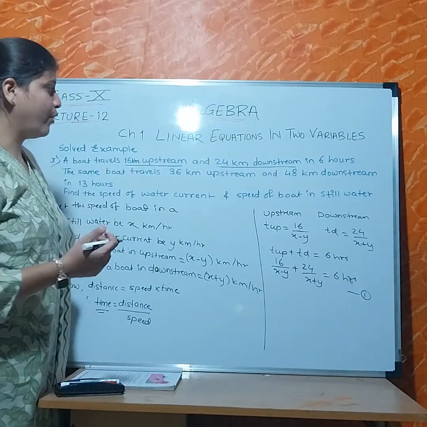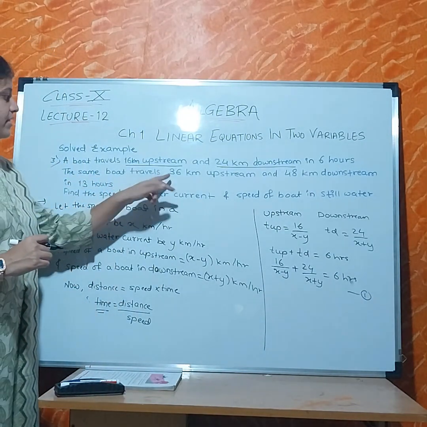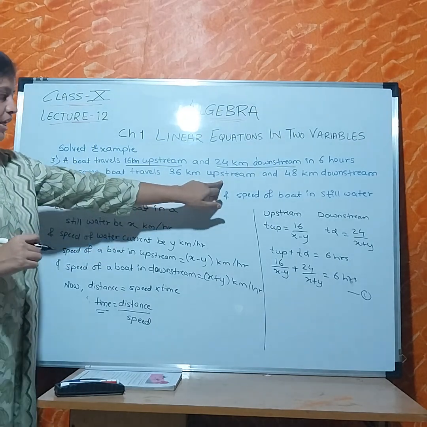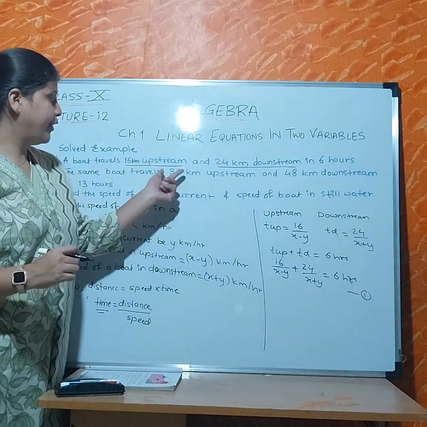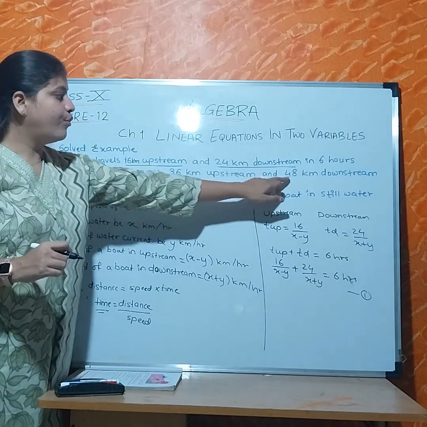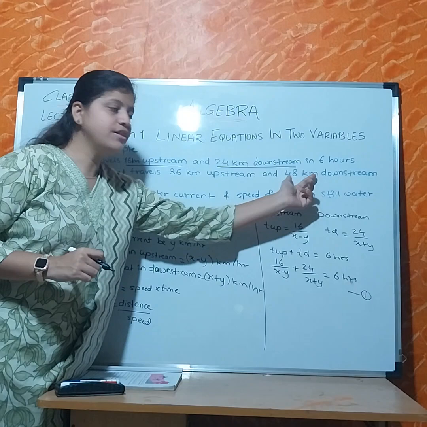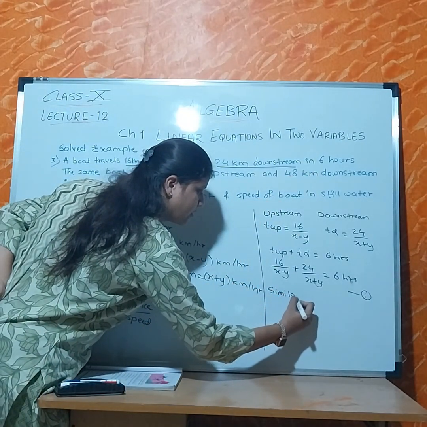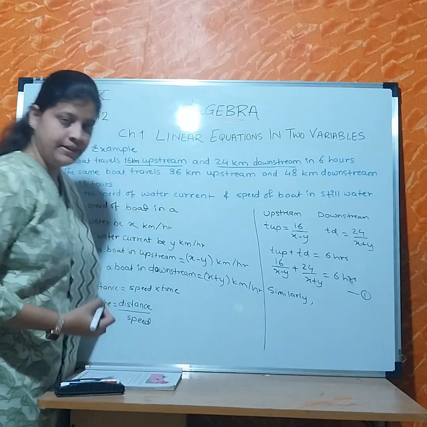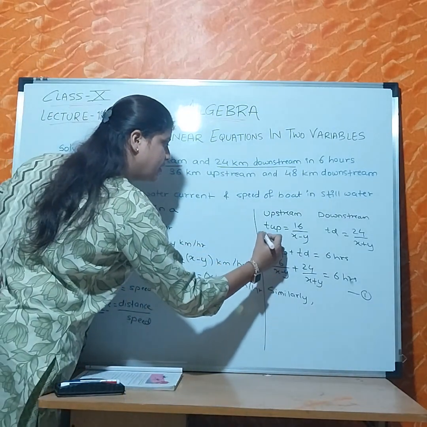Now similarly, how can we write the second condition? Now see, the same boat travels 36 km upstream. Now here upstream is 36 km, in place of 16 it will be 36, and 48 km downstream, so in place of 24 it is 48. So similarly I can write, see, according to the second condition, this is our first condition, right?